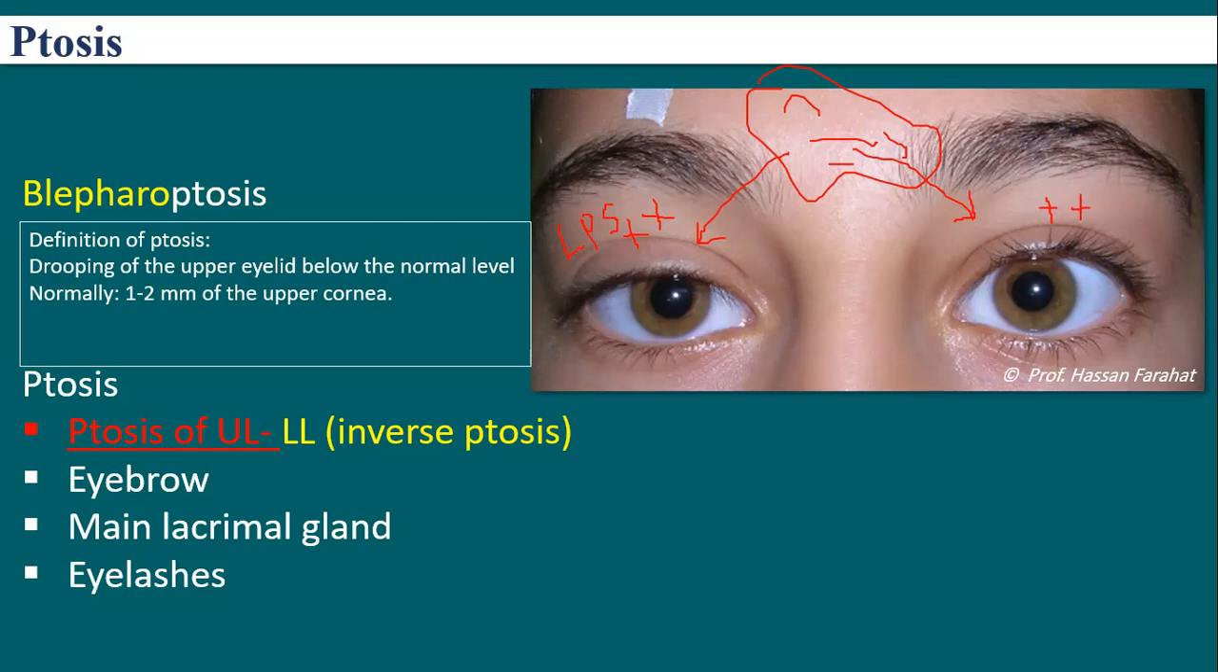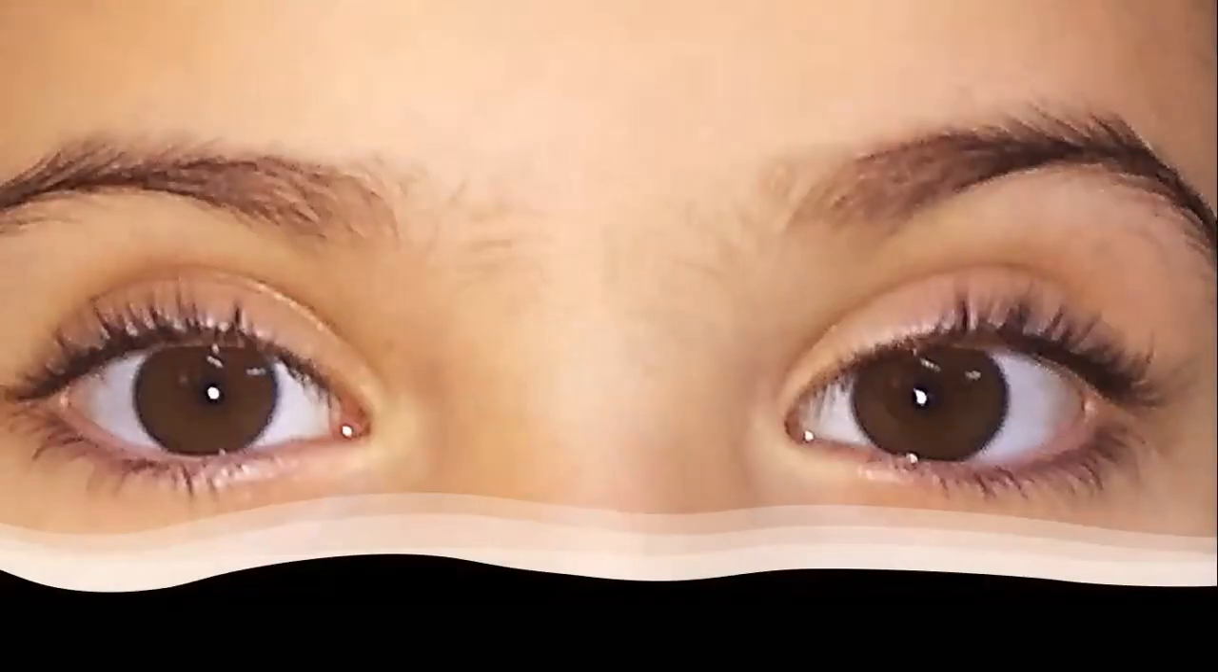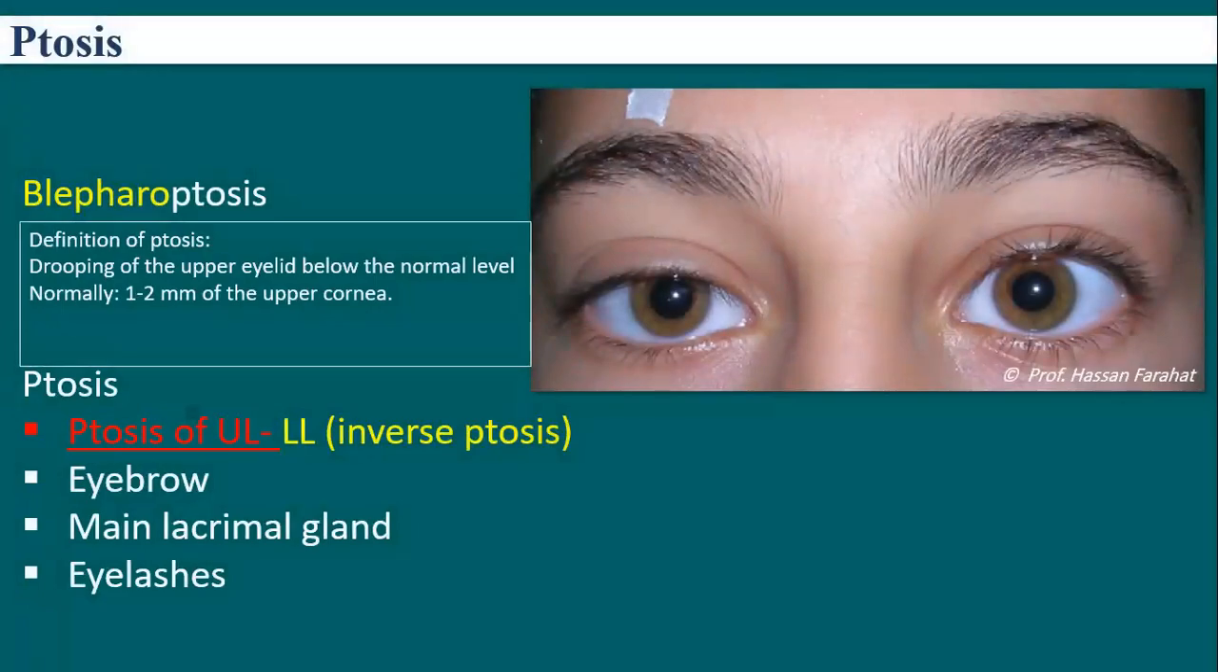Yes, ma'am. Thank you. You're welcome. This photo is just a normal, so you have to be familiar with the normal. The upper eyelid covers, as the doctor said, 1 to 2 millimeters of the upper cornea. This is normal, because a deviation from the normal is actually abnormal.